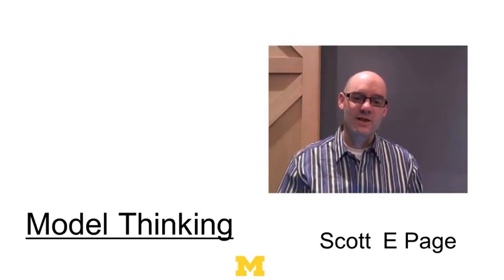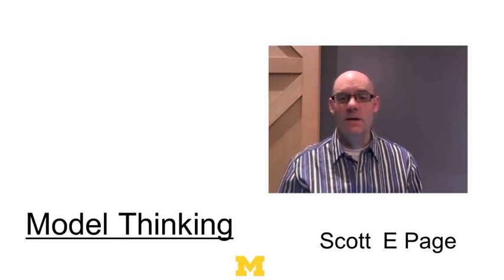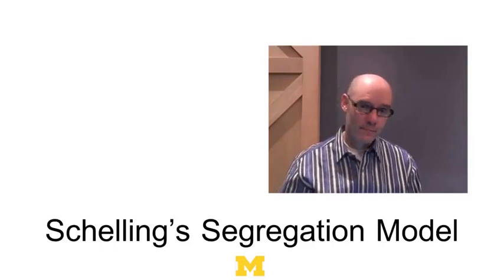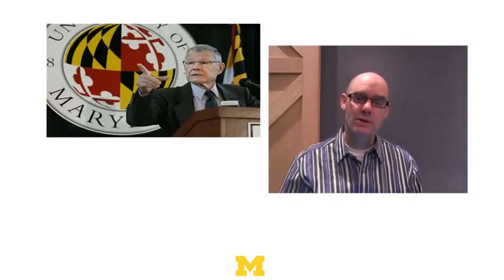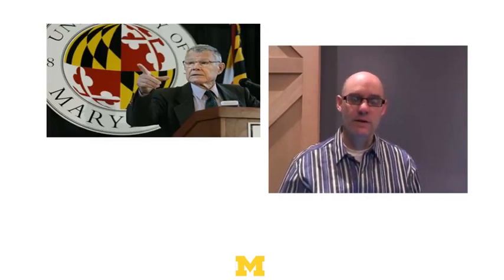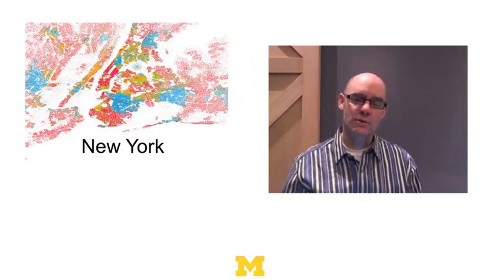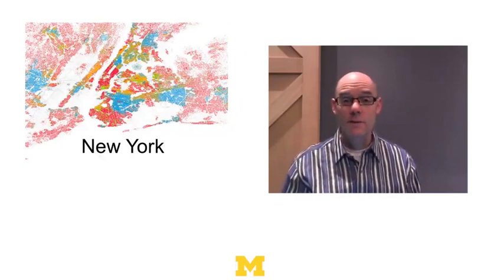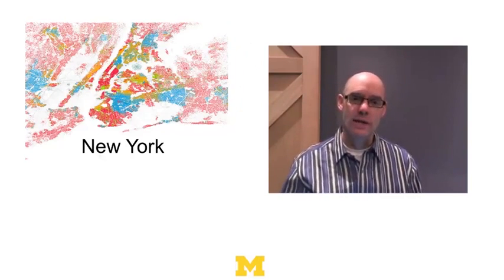Hi. In this lecture, we're going to talk about a famous model from social science, and this model is known as the Schelling Spatial Segregation Model. Schelling's model was developed by a man named Thomas Schelling, who's an economist at the University of Maryland. What Schelling was trying to do was understand an empirical phenomenon, and that empirical phenomenon that he was interested in was segregation.